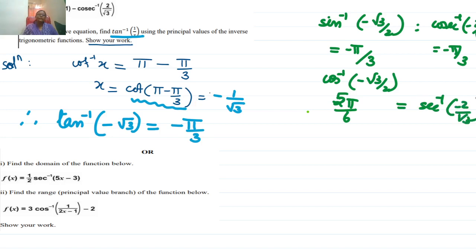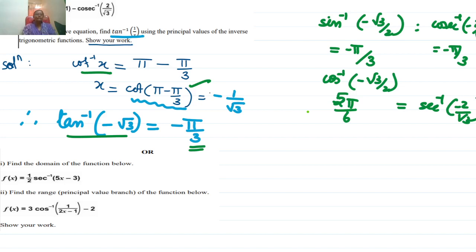But that is not the situation when you have cot inverse x and tan inverse 1 on x. There is a difference. There is a difference. So you can see the difference here. It is 2 pi on 3, whereas here it's minus pi on 3. So that was the purpose of this question here.